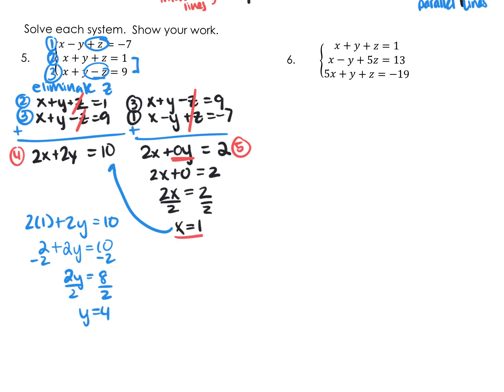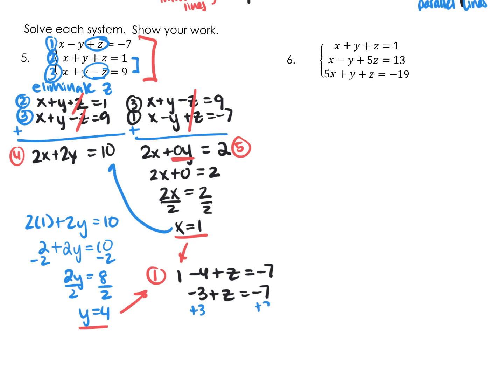So now we have x equals 1, y equals 4. All we need left is z, so then we can go back and plug it into any of the three equations at the top. It doesn't really matter. So I'm going to pick 1. We'll plug both of these values in. So we are plugging in 1 for x, 4 for y, finding z. So we'll get negative 3 plus z is equal to negative 7. We'll add 3 to both sides and get z is equal to negative 4. Now, if you did it in different steps, that's totally fine, but you should get the same exact answer. So x is 1, y is 4, and z is negative 4.